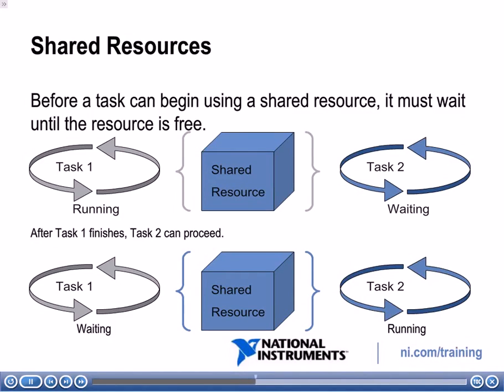So let's say loop 1 is running and it's using that shared resource. While task 1 is running and using that shared resource, task 2 is sitting there waiting on that resource to be available. So let's say task 1 finishes. Now after task 1 finishes, task 2 can proceed. If we look at the bottom now, task 1 has just finished, so now task 2 can use the shared resource. In the meantime, while task 2 is using the shared resource, task 1 will have to wait if it's trying to use it again.